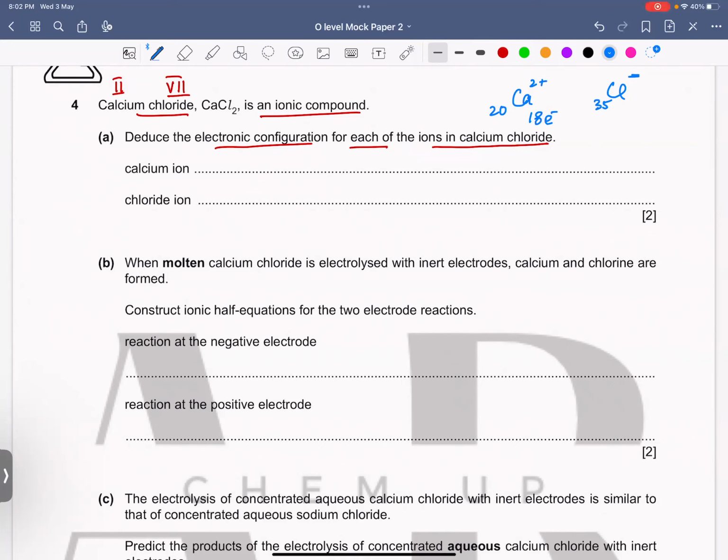Chlorine, its atomic number is 35 and it has a -1 charge. So Sir, it will be 2,8,8 for both of them. Sorry, yeah, its atomic number is 17. So -1 charge makes it 18, so 18 electrons over here as well. So both have the same number of electrons, which is 18. So I will write the electronic configuration. It will be 2,8,8. In the same way, for chlorine, 2,8,8. Okay.